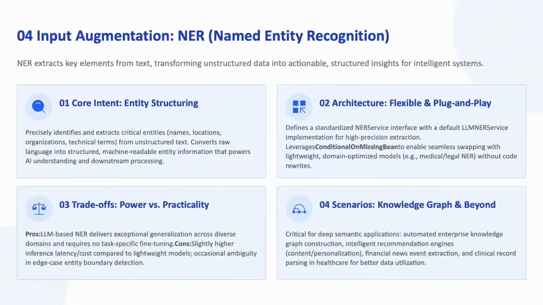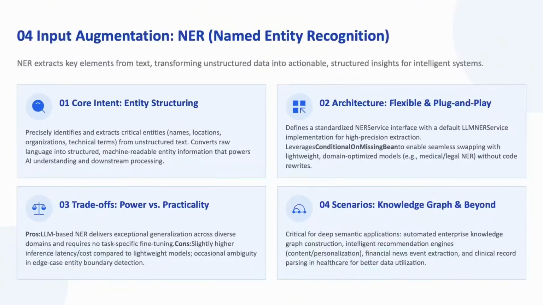Third, clear performance trade-offs. LLM-driven NER delivers outstanding cross-domain generalization with no task-specific fine-tuning required, but it comes with slightly higher inference latency and computing cost, and may struggle with ambiguous entity boundary detection in extreme edge cases. Lightweight local NER runs faster, with lower cost, but lacks generalization capacity.